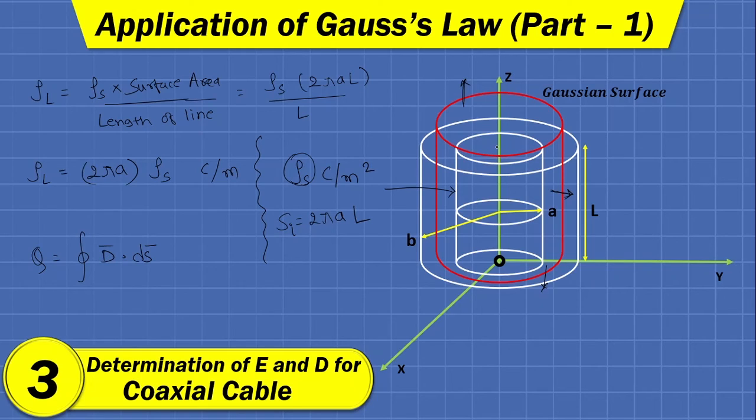Okay, now what is the case here? Say if we have the Gaussian surface inside the inner conductor, so somewhere over here, so if we have a Gaussian surface like this, then you can see there is no charge enclosed by this surface, and if no charge is enclosed by this Gaussian surface, then d bar will be 0 because q enclosed is 0.